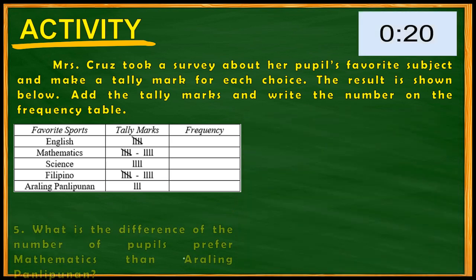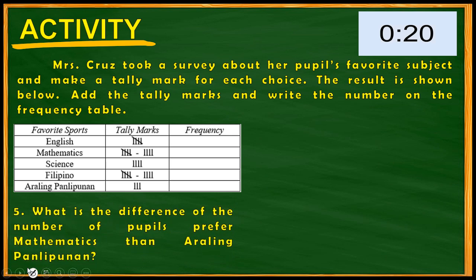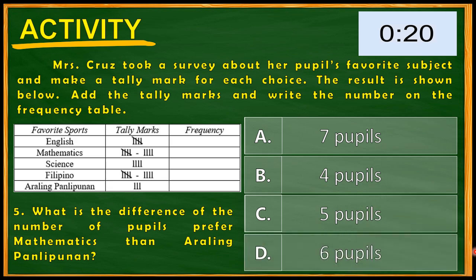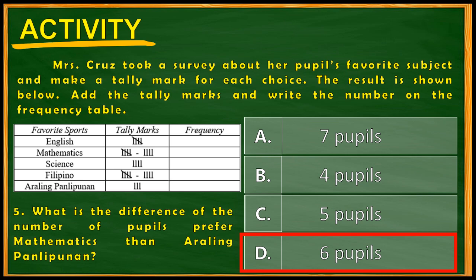Okay, so number 5, what is the difference of the number of pupils who preferred mathematics than Araling Panlipunan? You have 20 seconds to answer. This should be the choices A, B, C, or D. Timer starts now. Letter A, 7 pupils, B, 4 pupils, C, 5 pupils, or D, 6 pupils. Okay, time's up. Now let's reveal the answer. The answer is letter D.